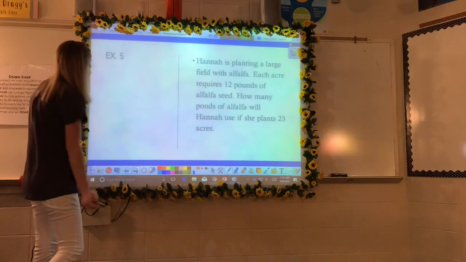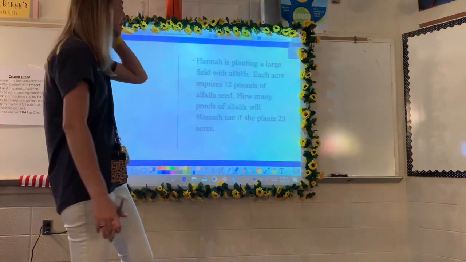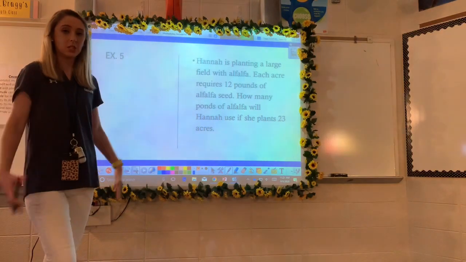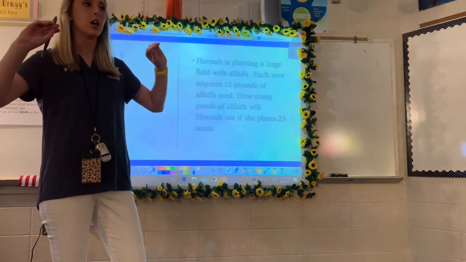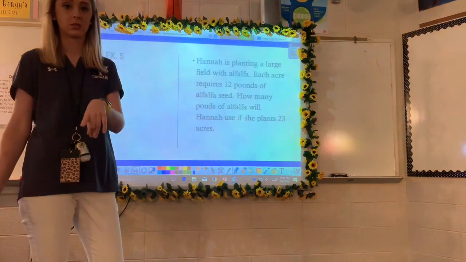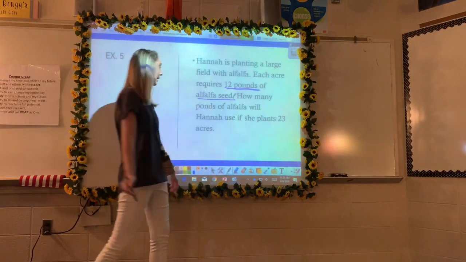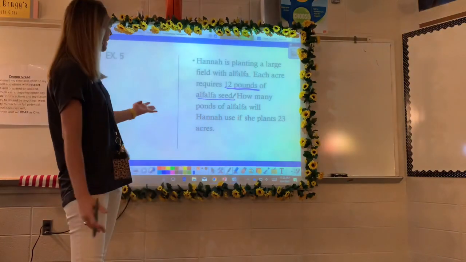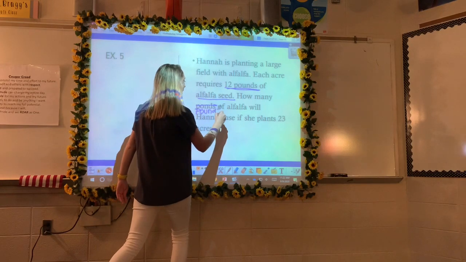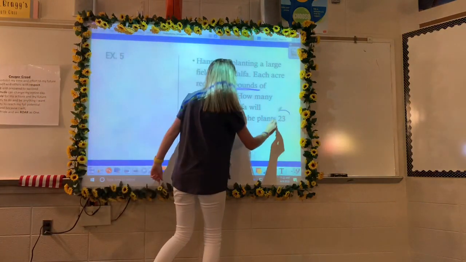So let's move on to example number 5, our last one. And we love it because it's a word problem. We love word problems. Just kidding, we hate them. So Hannah is planting a large field with alfalfa. So Hannah's a farmer. She needs some hay for her horses, and she wants to plant alfalfa. So each acre requires 12 pounds. So for every acre, she gets this 12 pounds of alfalfa. Okay? We want to know how many pounds, and this is supposed to be pounds, not ponds. There goes Ms. Bragg typing again. How many pounds of alfalfa will Hannah use if she plants 23 acres?